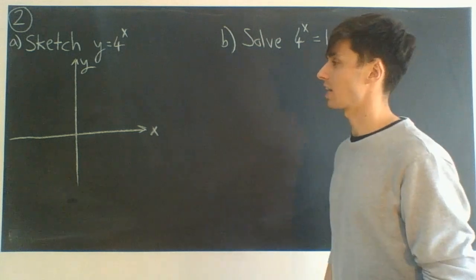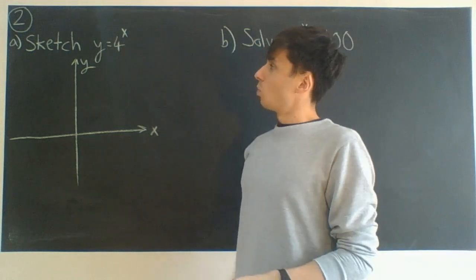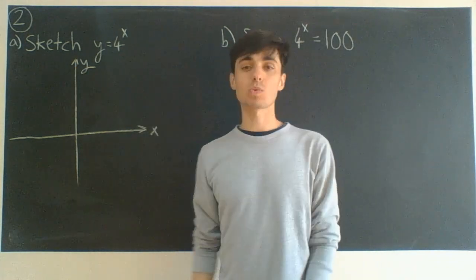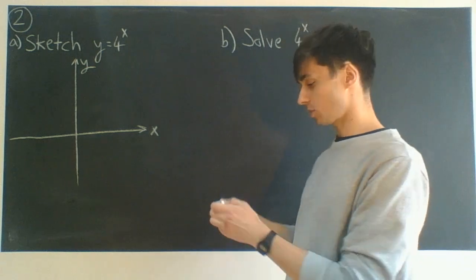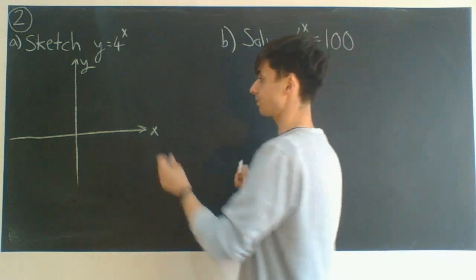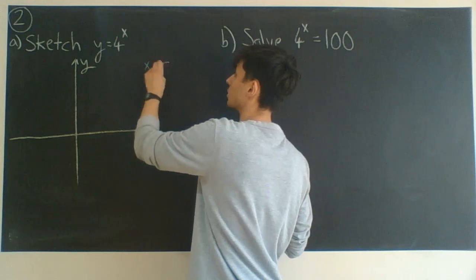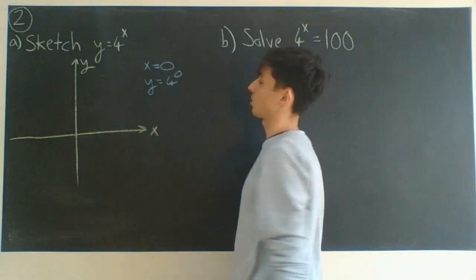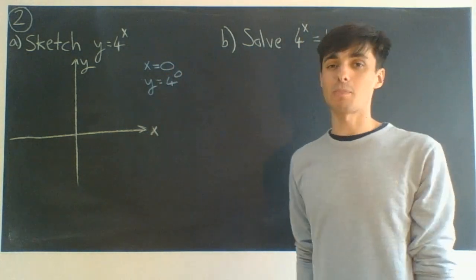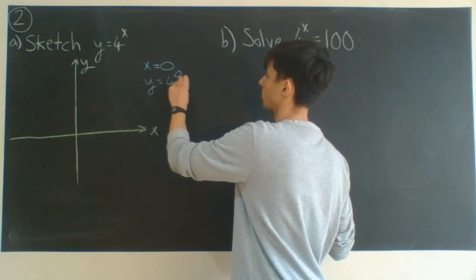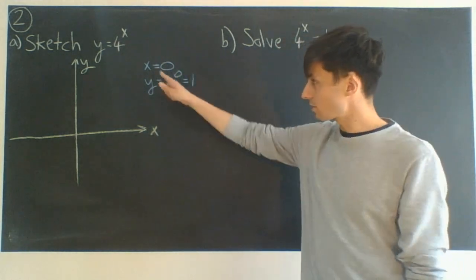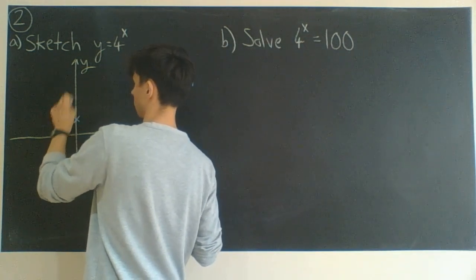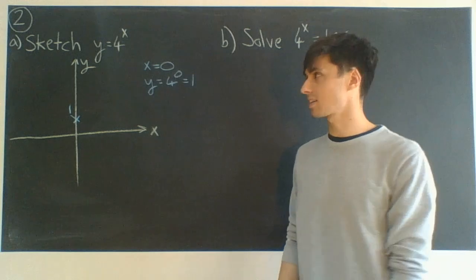Let's have a look first then and think, what about when x equals 0? Because when x equals 0, that tells us where we cross the y-axis. So let's have a look in a different colour. When x equals 0, y equals 4 to the power of 0. Any number to the power of 0 we know has to be 1. So we have this coordinate 0, 1. Let's mark that on our graph. That's where we cross the y-axis.